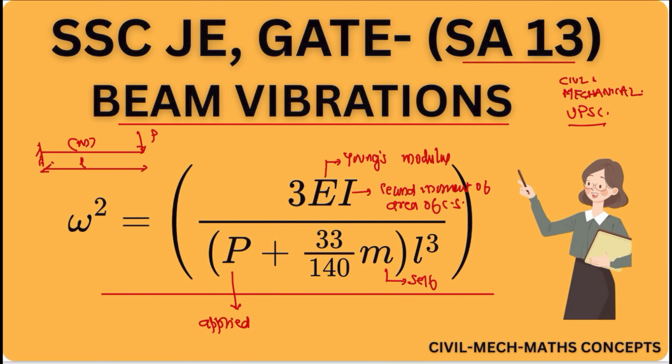Now the equation is omega square is equal to 3 EI by (P plus 33 by 140 m) L cube. Till now we have come across beams and their analysis by neglecting the self weight of the beam. In this we are taking the self weight also. We are going to apply the general formula. If we neglect the self weight, we will make small m as 0, and then we will find the equation.